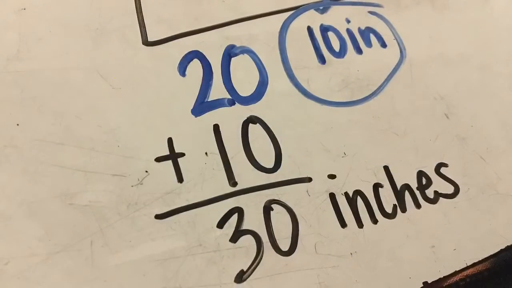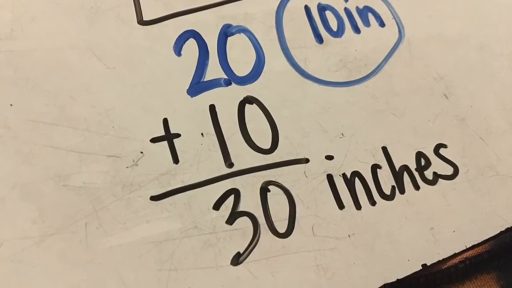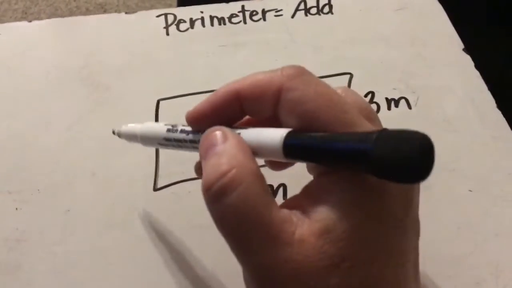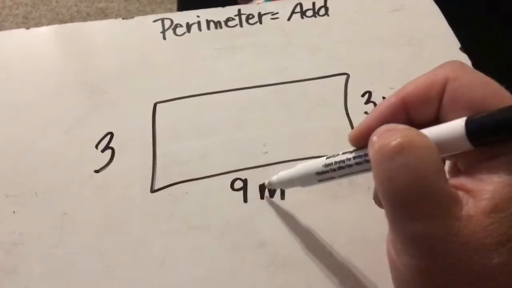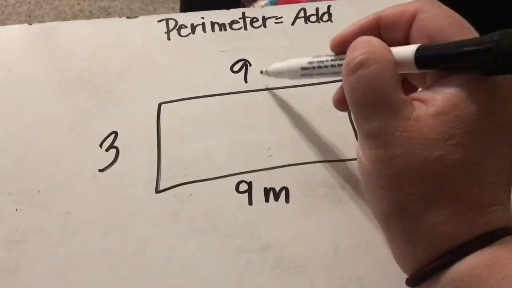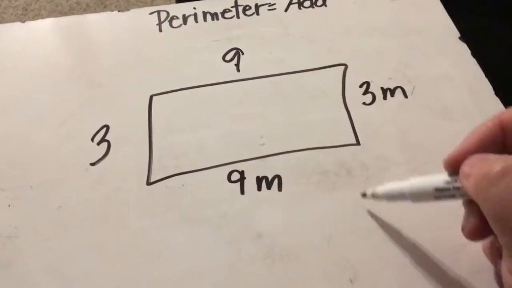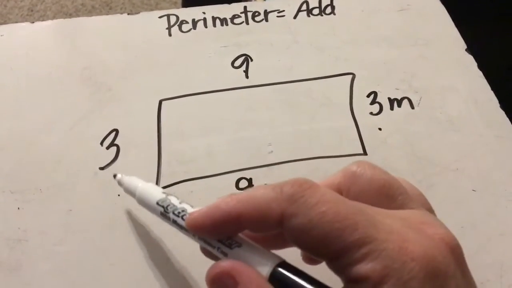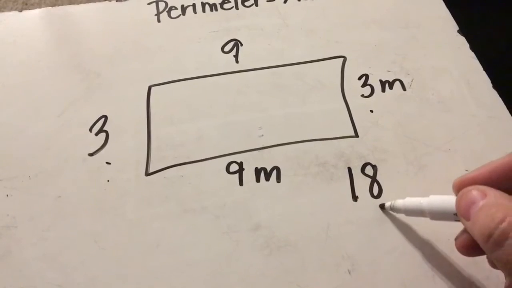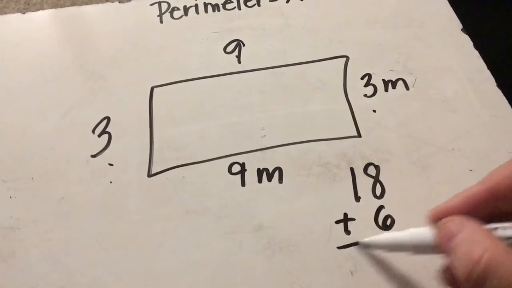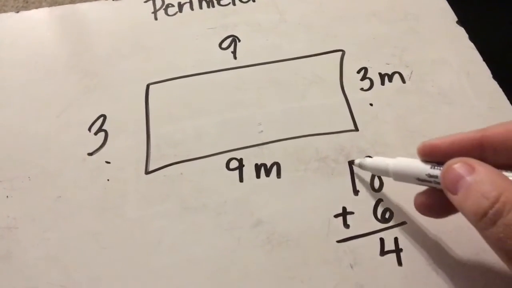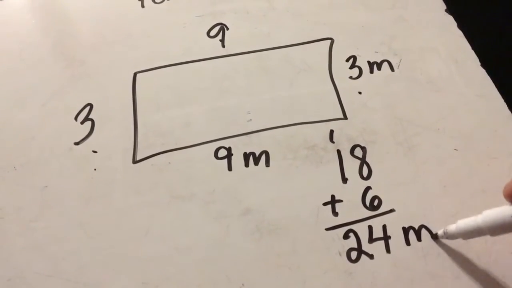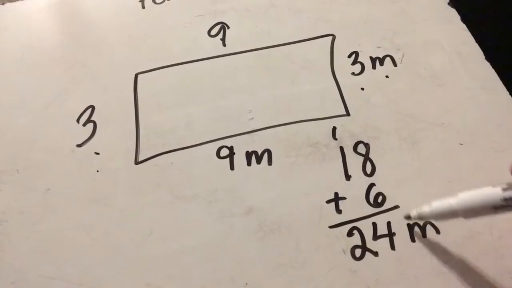and we have to label it with whatever happened to say there. In this situation, it said inches. This next one, we have our 9 meters and our 3 meters, so we just label the opposite ends of our rectangle. And we know that 9 plus 9 is 18, and 3 plus 3 is 6. 18 plus 6, we add 8 plus 6 is 14, carry the 1, and we have 24. We label M for meters.